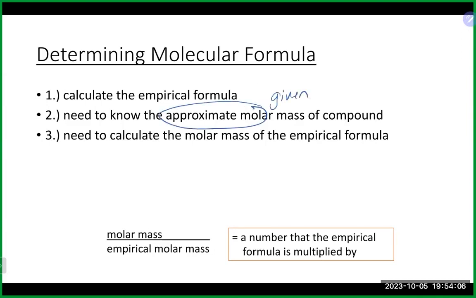So usually somewhere in the problem, they'll say, hey, this thing has a molar mass of approximately 95 grams per mole. They may also give you even a range of molar mass, like it ranges from somewhere between 90 and 100 in terms of its molar mass. Now, if they do give you a range of molar mass, you could actually choose anywhere in that range and it will pretty much come out the same.